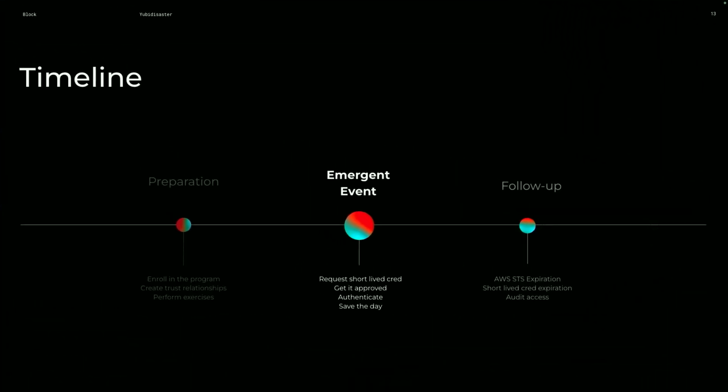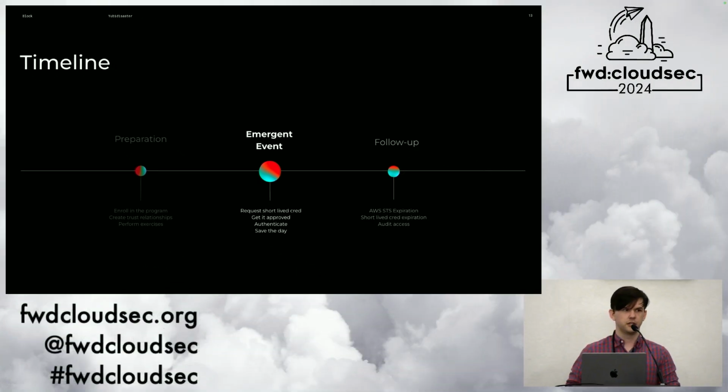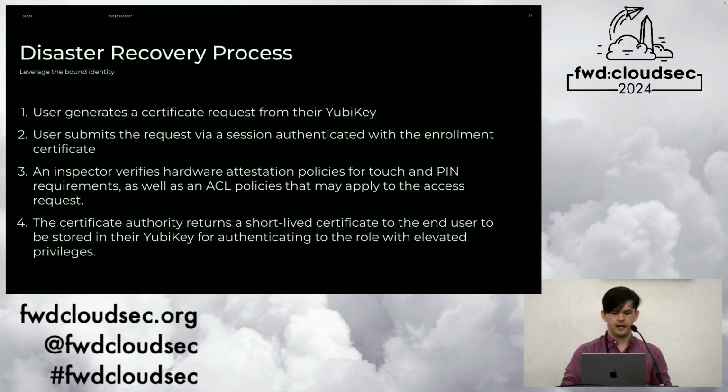And so this brings us to the emergent event. So our users are prepared, they've been exercising, they've been doing their DRs. This process is essentially, okay, something catastrophic has happened and we can no longer access those L1 requirements.